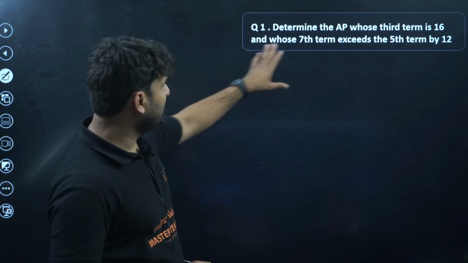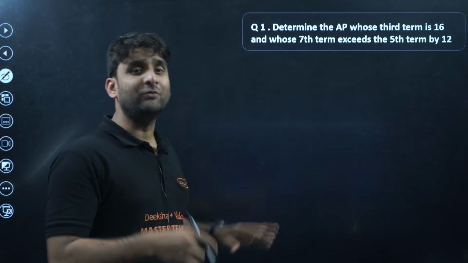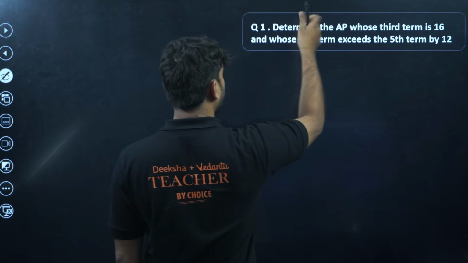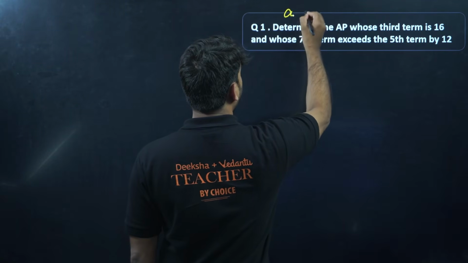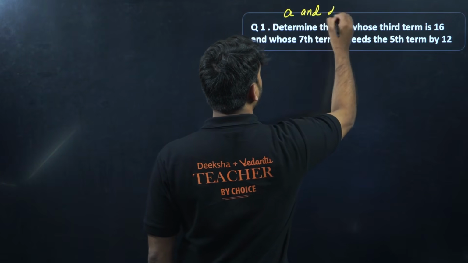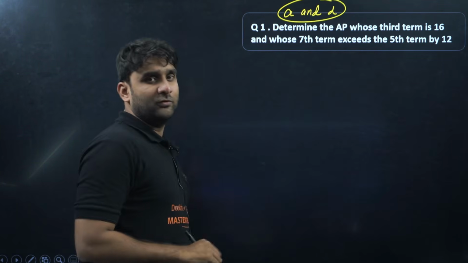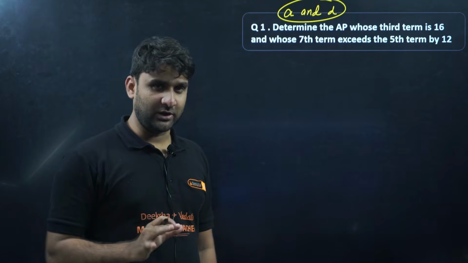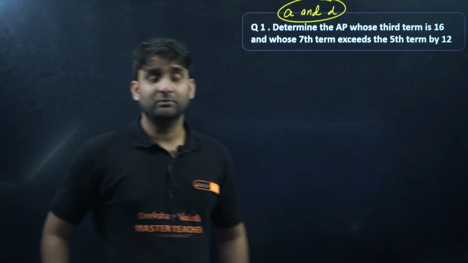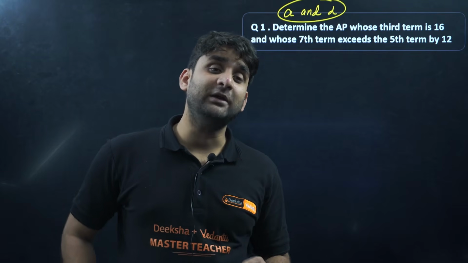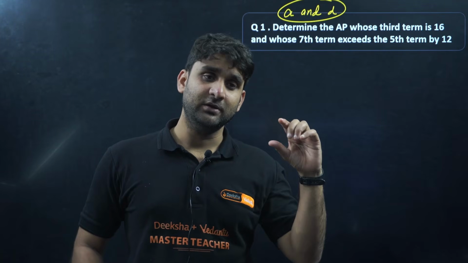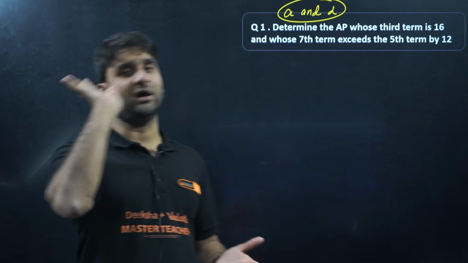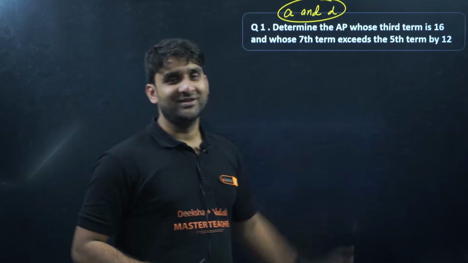So basically the question here is determine the AP. So we have to find out the AP. And to find any AP, what do we require? We require A, which is the first term, and we require the common difference, which is small d. This should be your target, because we are looking for the AP. So to form an AP, we only require the first term and common difference. This is the target. Okay, so let's solve.